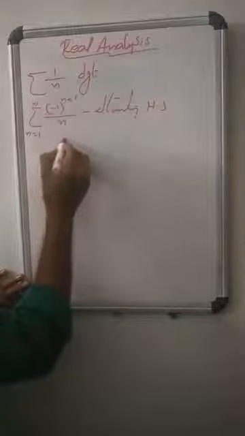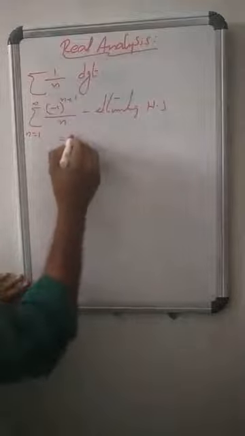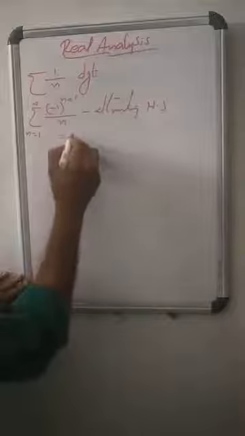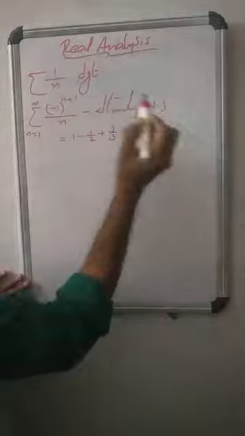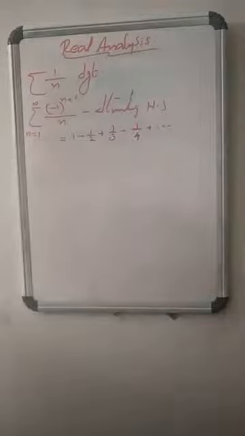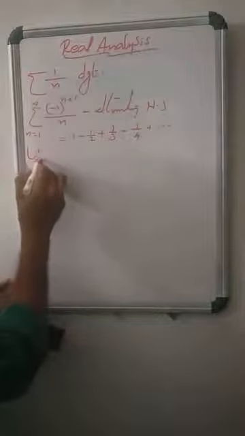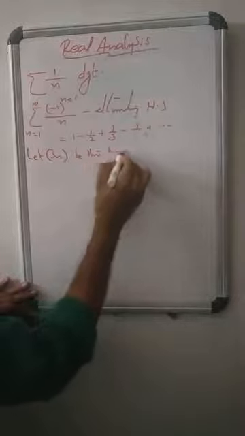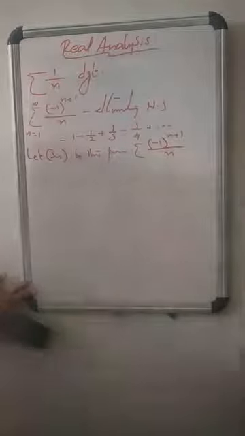So what about this one? Sigma, n ranges from 1 to infinity, minus 1 power n plus 1 by n. When n equals 1, what happens? It is 1 minus 1 by 2 plus 1 by 3 minus 1 by 4 plus etc. Clear? So let Sn be the sequence of partial sums of the given series sigma minus 1 power n plus 1 by n.